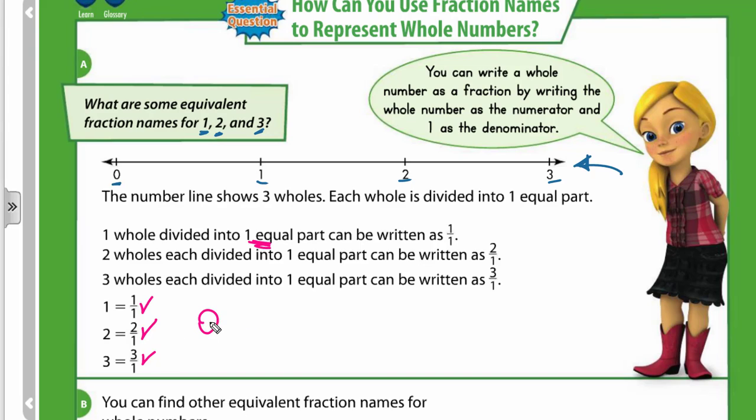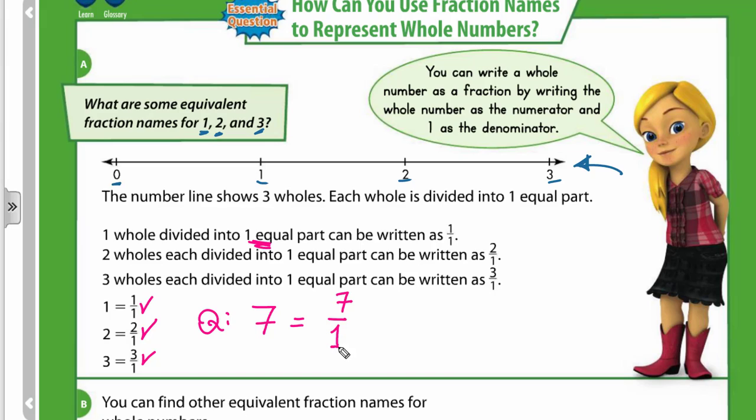And here I have a question. How can I write 7 the same way? It will be 7 over what? Who knows? Anyone? Hazim? 7 over 1. Excellent. Thank you, Hazim.